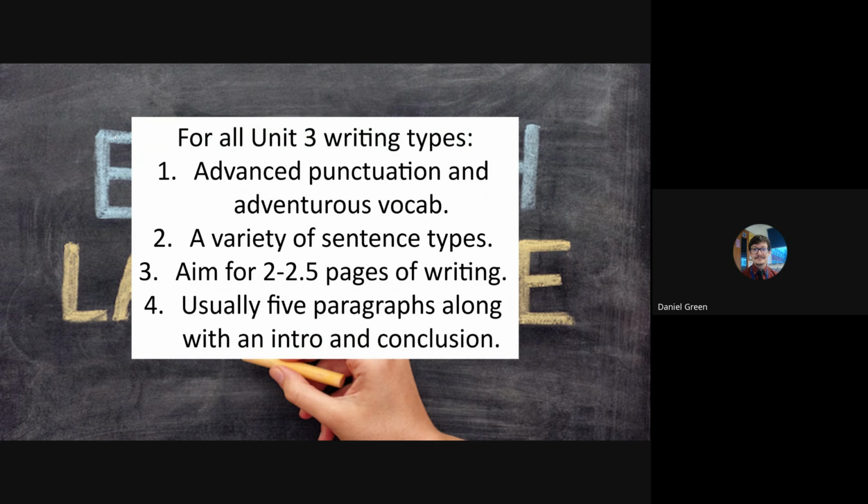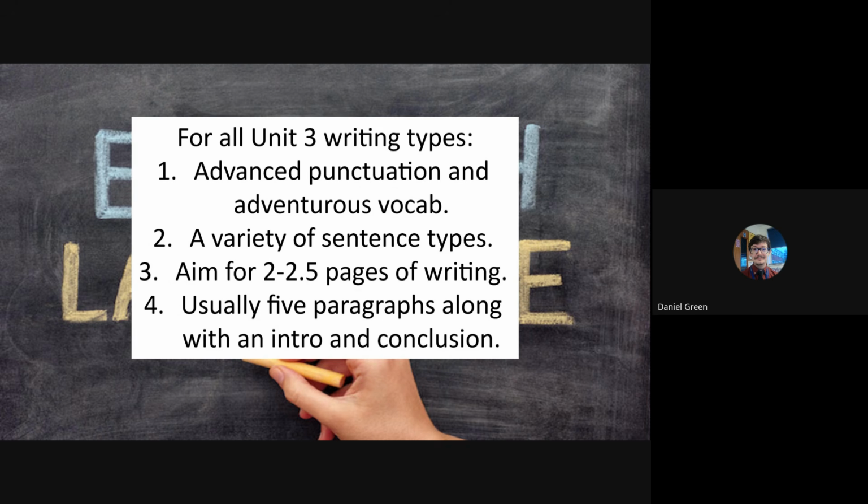You need a variety of sentence types. Don't just use the same sentence structure all the time. Don't start all of your sentences with the word the. You're not going to get anywhere with that. They will cap you. They are incredibly brutal on the writing section, far more brutal than I would be, which is why they're probably marking it and I'm not. But not varying your sentence types will cap you out and they will be very harsh on it.